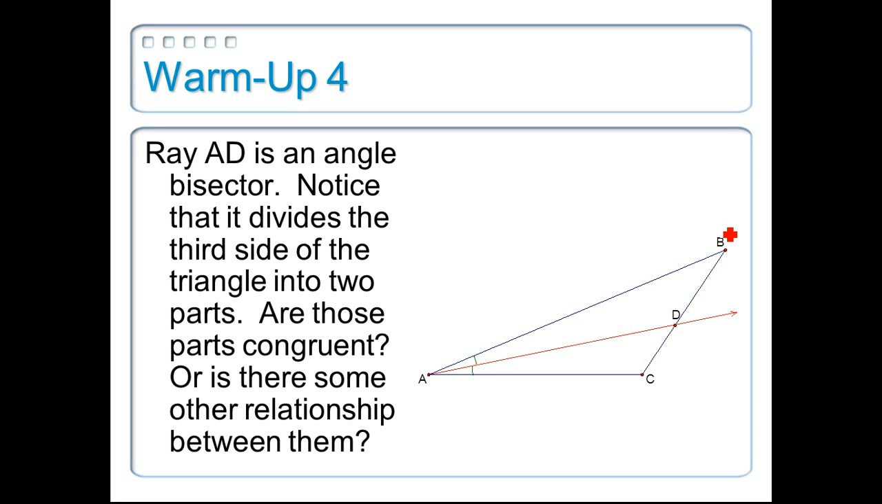Are those parts congruent? Well, not necessarily. We already learned that angle bisectors don't necessarily bisect the opposite side from the angle that's being bisected, unless it's an isosceles triangle and you're going through the vertex angle, or unless it's an equilateral triangle. Those are two special cases, and this triangle clearly is neither of those. It looks scalene, and so it doesn't necessarily do that. Or is there some other relationship?